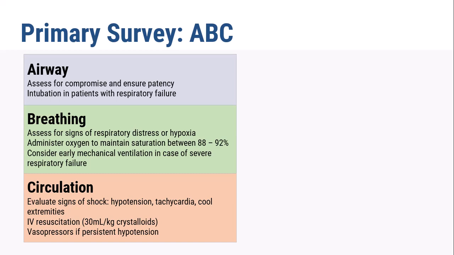Circulation must be evaluated for signs of shock, such as hypotension, tachycardia, and cool extremities. Start fluid resuscitation with 30 ml per kilogram of crystalloid solution, and if the patient remains hypotensive, initiate vasopressors.